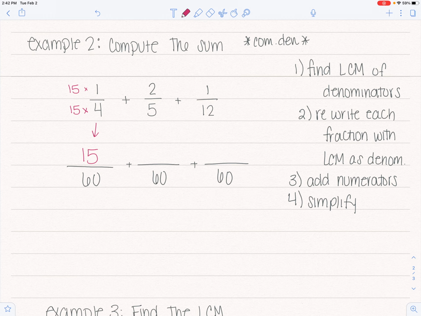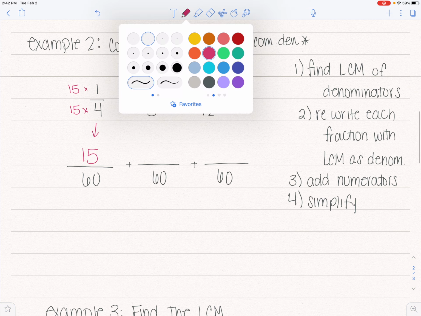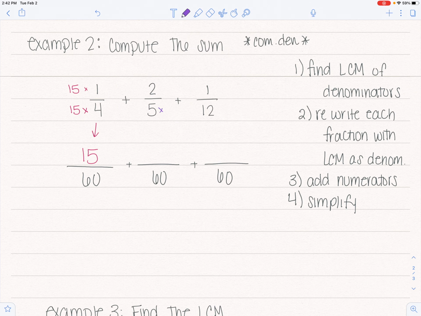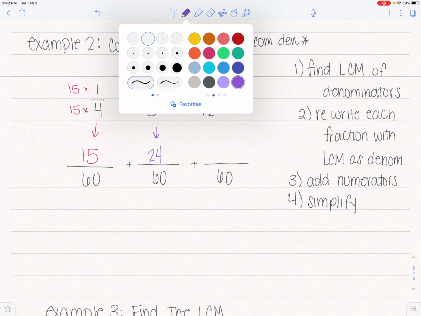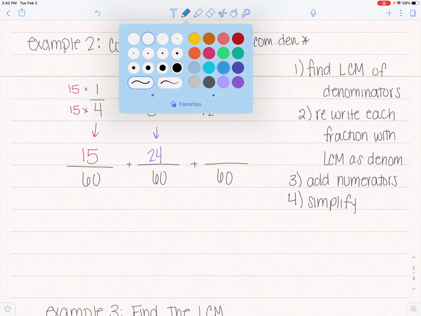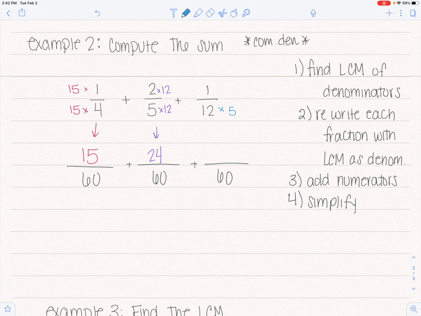All right, in the next one, I've got 5 as a denominator. So what do I need to multiply 5 by to get to 60? Well, 5 times 12 is 60. So if I multiply the bottom, I have to multiply the top. And then 2 times 12 is going to give me 24. So that is an equivalent fraction. And then the last one, 1/12. So 12 times 5 gives me 60. So I'm going to multiply top and bottom by 5. 1 times 5 gives me 5. Now all the denominators match.